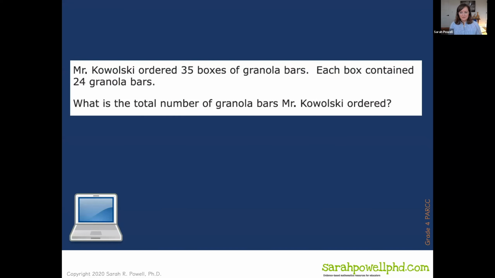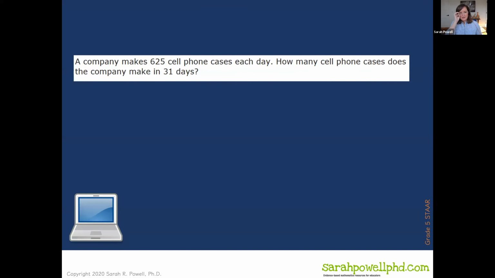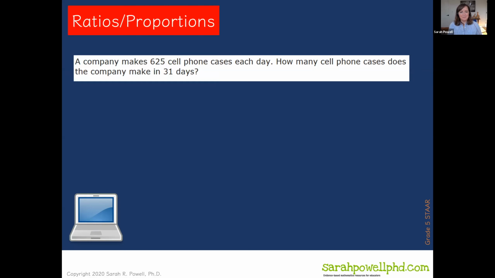All right. So yeah, we see some equal groups. You're exactly right. So we've got 35 boxes of granola bars with 24 in each box. So we have groups times the number in each group equals the product. What about this story about a cell phone company making cell phone cases? Yeah, so Dana is thinking about ratios or proportions, and I would agree. I would use that here. So I would think about that as 625 is to 1 as what is to 31. So I like using that schema for this problem.